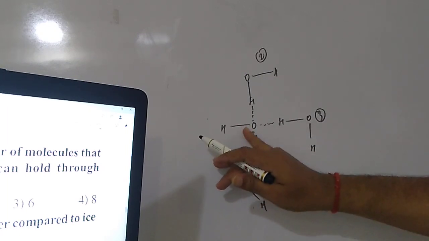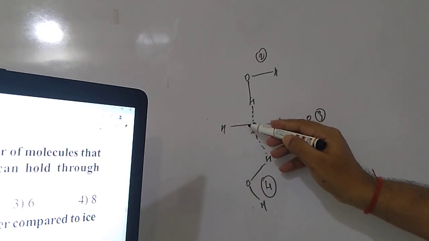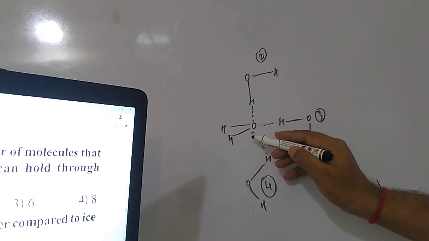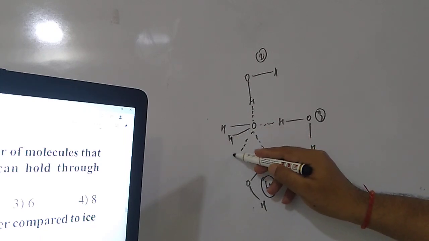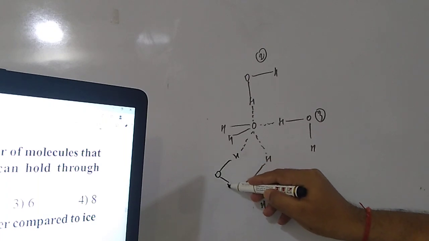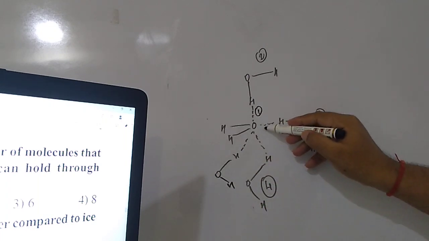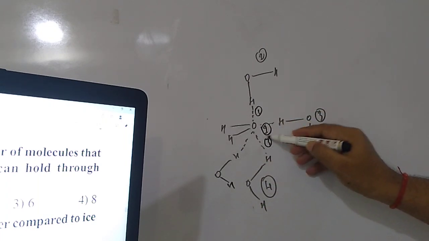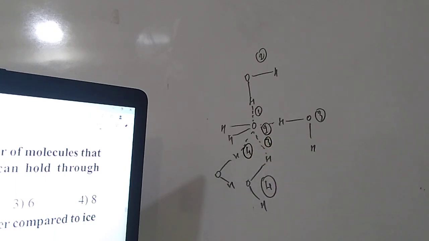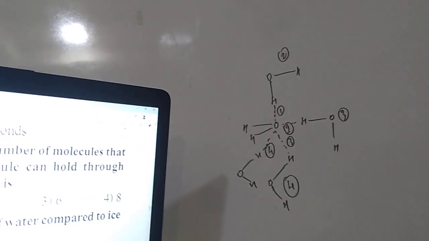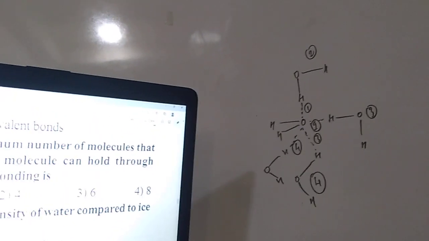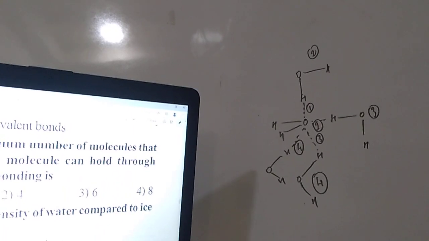Here you can do it, student. It is quite memory based. Here also H, O, and H are possible. So how many? This is 1, this is 2, this is 3, and this is 4. So 4 hydrogen bonds are possible. Four molecules can combine with one water molecule with the help of hydrogen bonding. So the correct option for 317 will be option number 4.